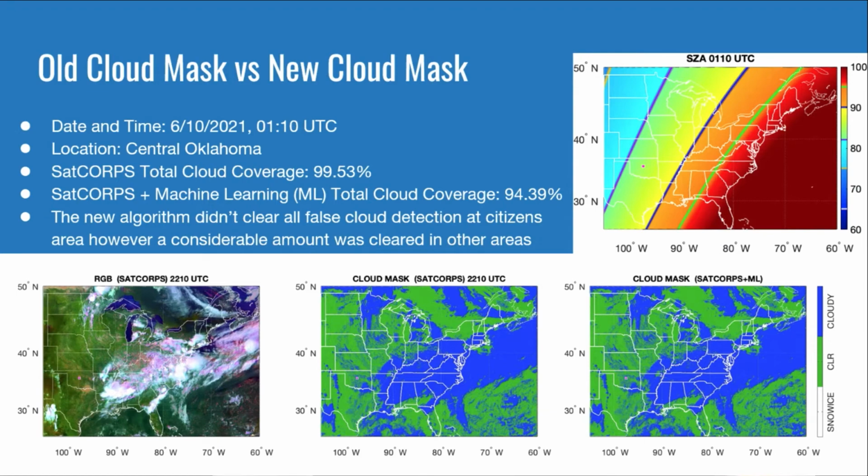It cleared it, it's still 94.39%. But that could be because of a lot of factors. The algorithm might not be perfect as of now, but also there could be clouds that we're just not seeing in the citizen's photo, and it's hard to tell sometimes.